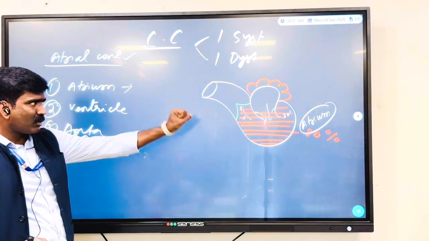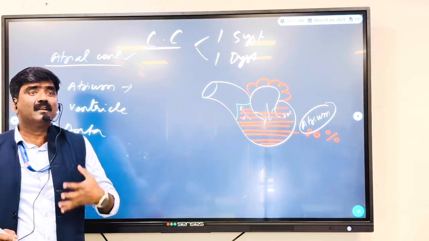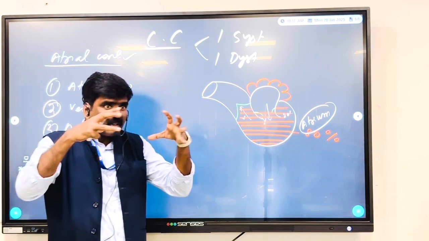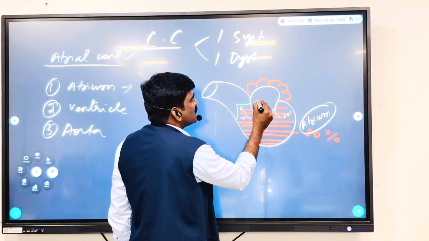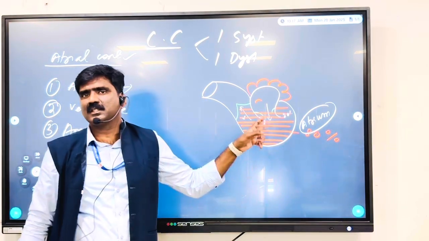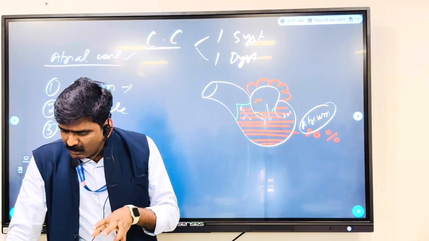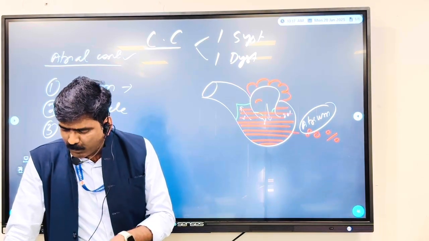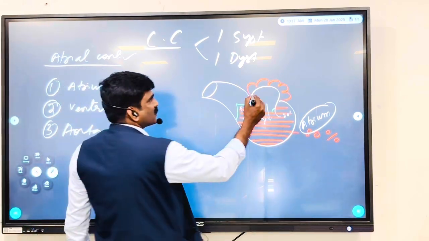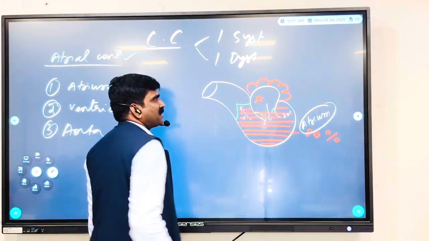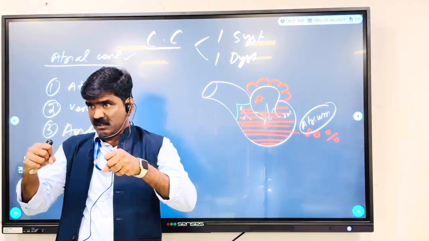When the atrium is contracting, the pressure inside the atrium will slightly increase because the atrium is contracting, right? So the pressure will slightly increase. This is a pressure wave, and which wave is this? A wave. This wave is called the A wave. The pressure in the atrium slightly increases because of contraction.